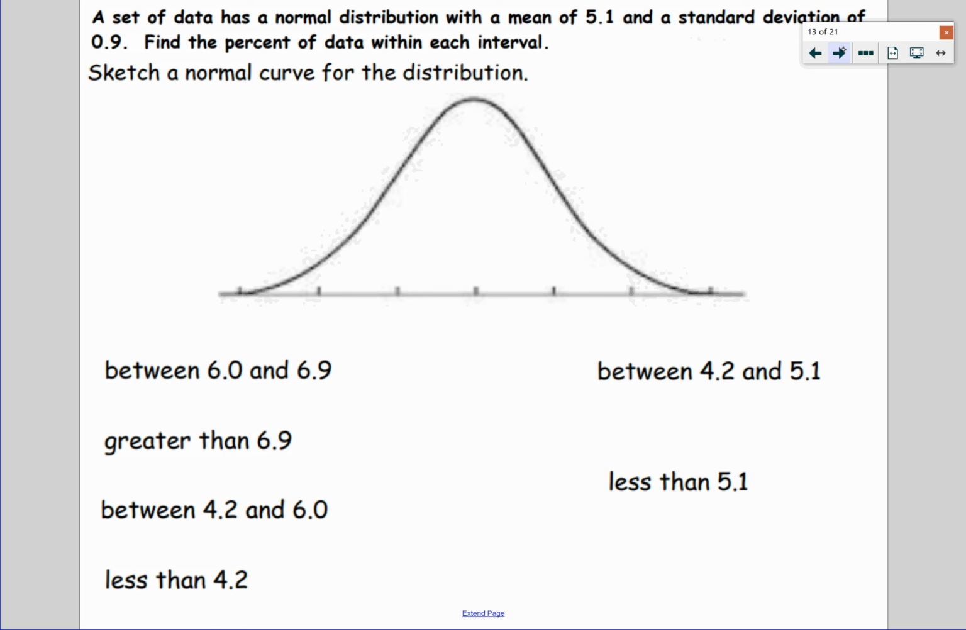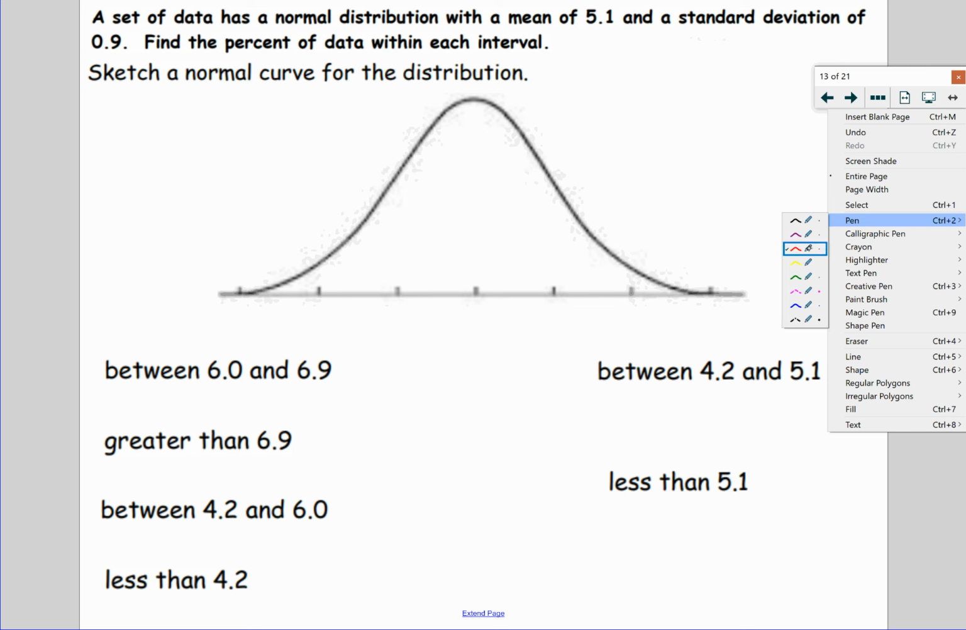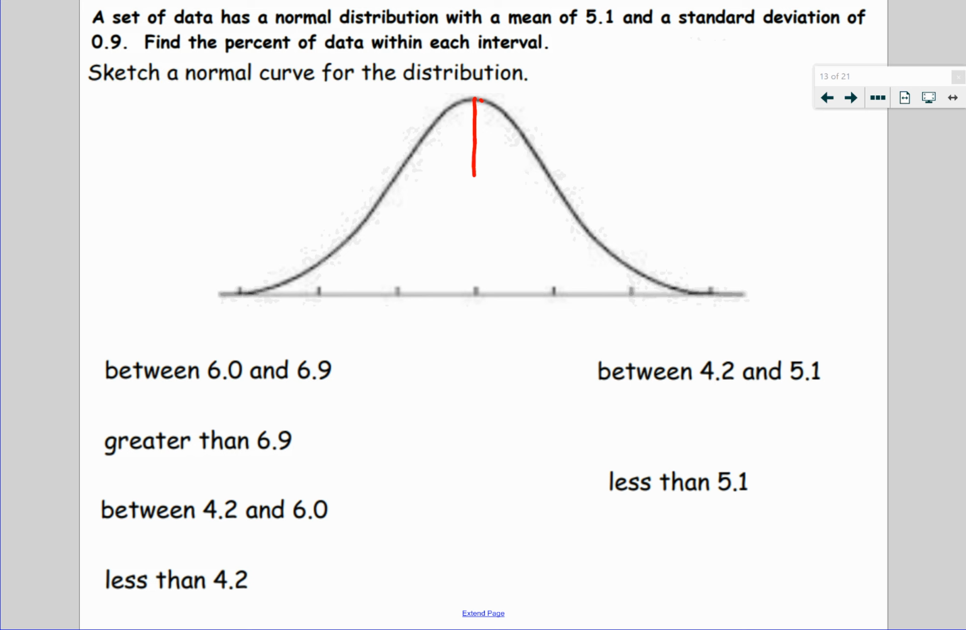So it says we have a set of data with a normal distribution, so that's our bell curve, a mean of 5.1, and the standard deviation is 0.9. We're gonna find the percent of the data that is within each interval. And we've got a bell curve here. I'm gonna go ahead and put my mean in the middle, and we can use actual numbers here instead of just variables. So what was my mean for this problem? 5.1. Okay, right in the center. That's always going to be where your mean is on a normal curve, on a bell curve.